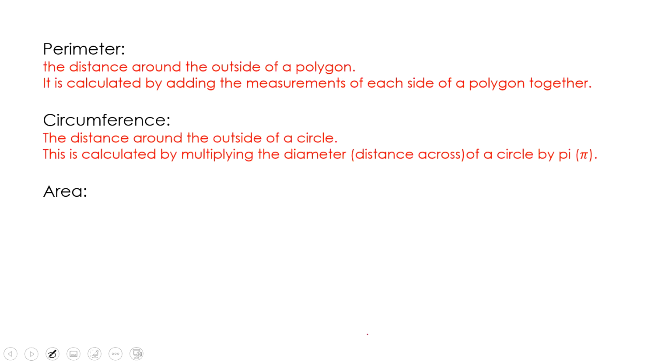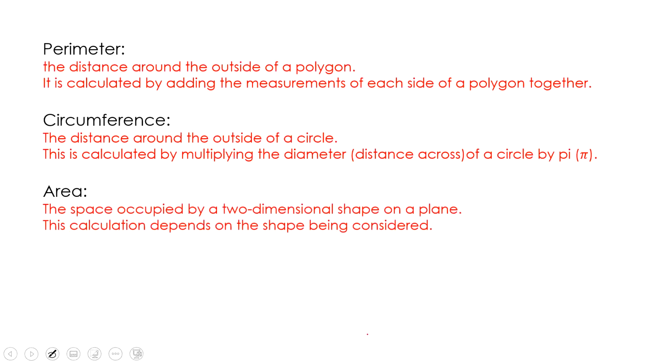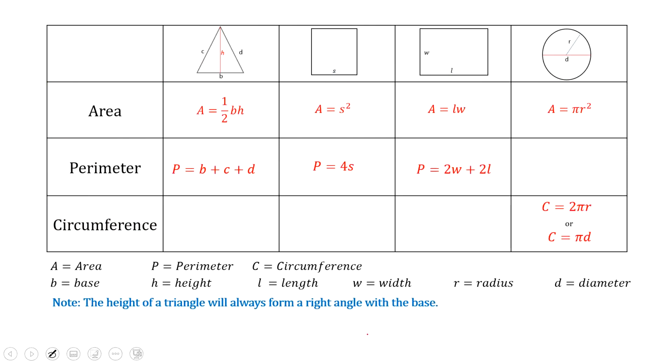And then the last one, area. We all know it's the space occupied by a two-dimensional shape on a plane. This calculation is going to depend on which type of shape we're talking about as we go through these. So here's a general breakdown of the shapes. We have triangles, squares, rectangles, and circles, and then what the formulas are for each shape.